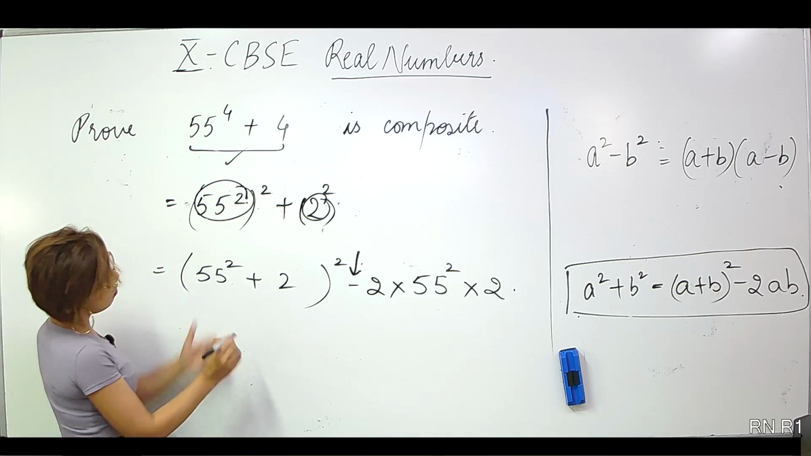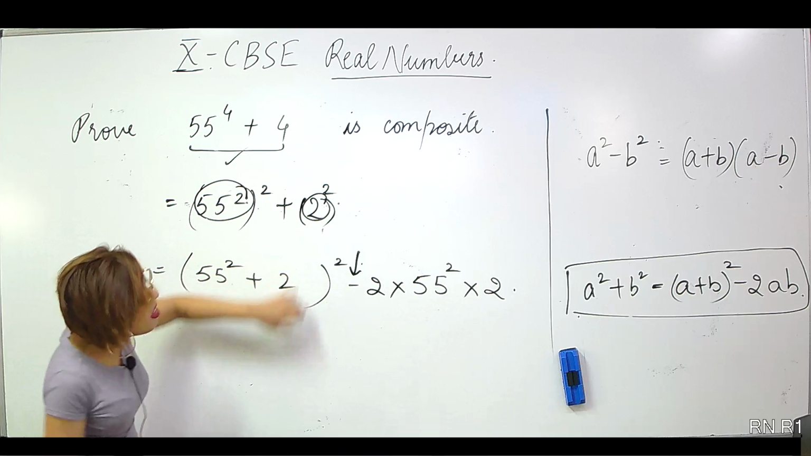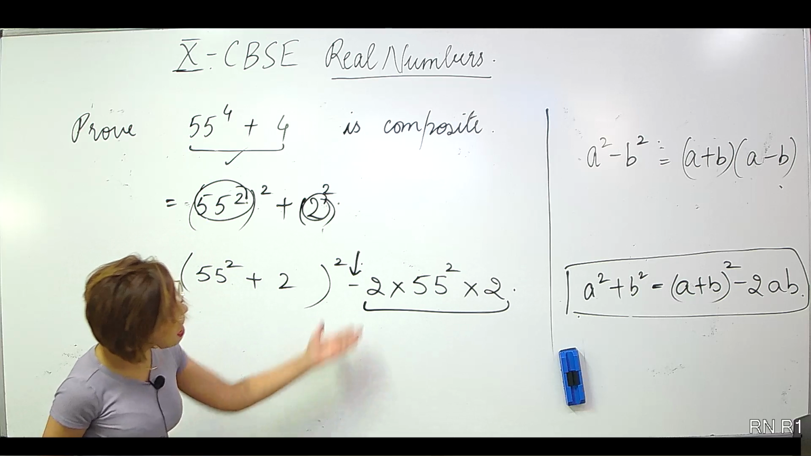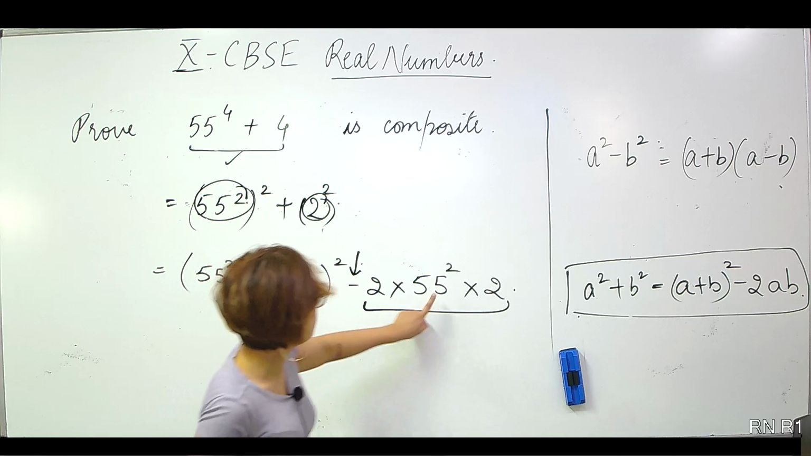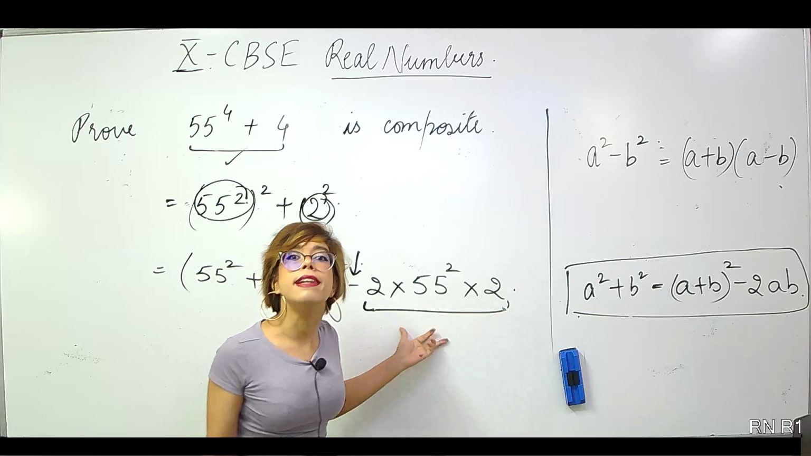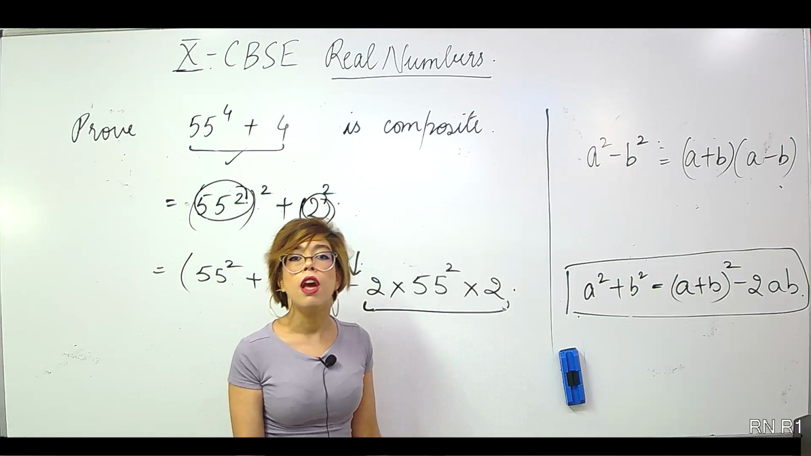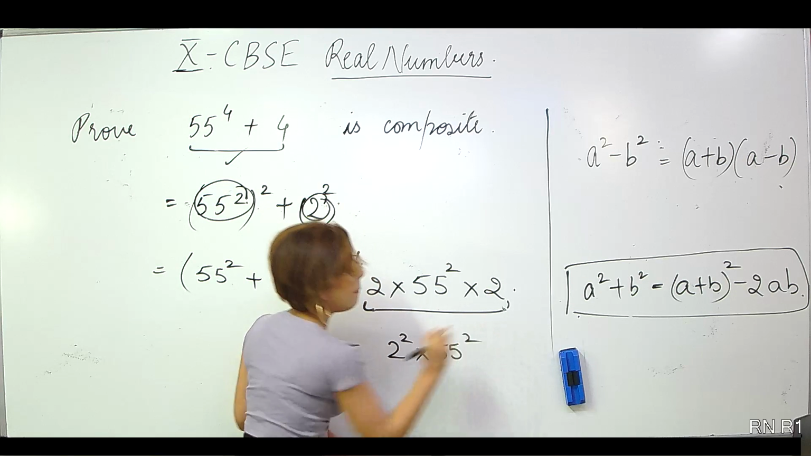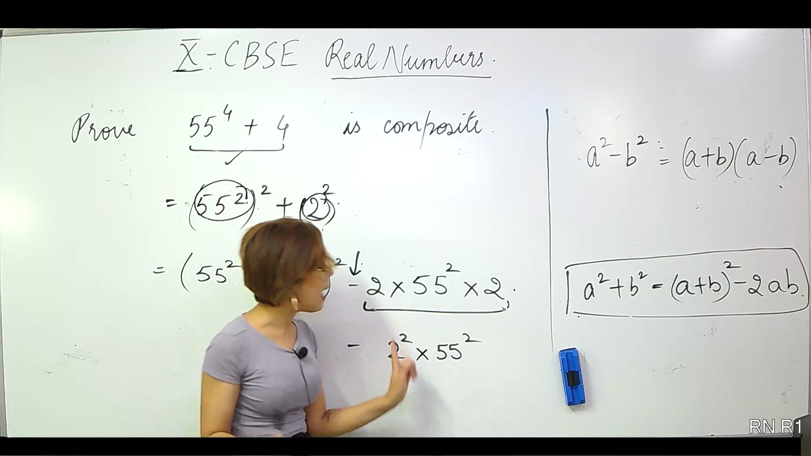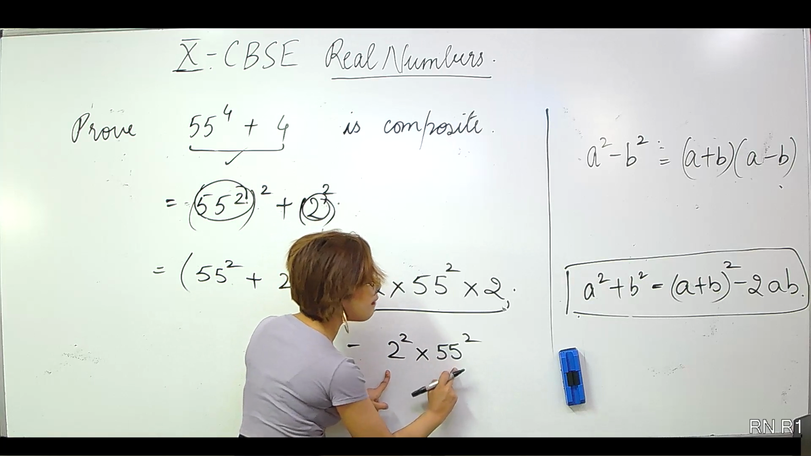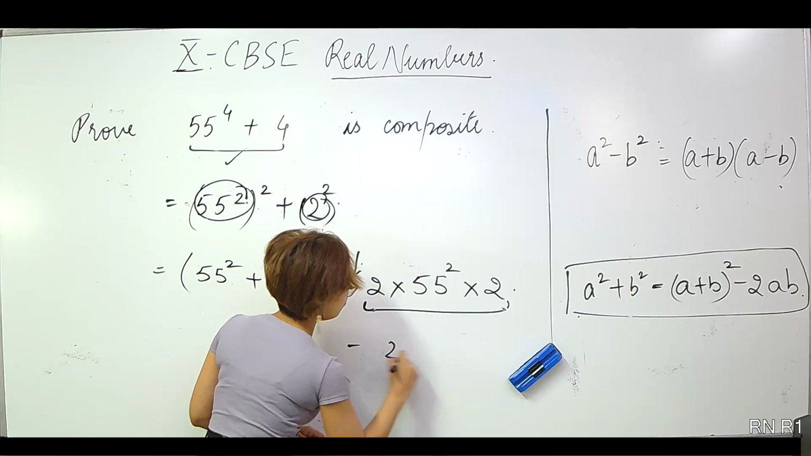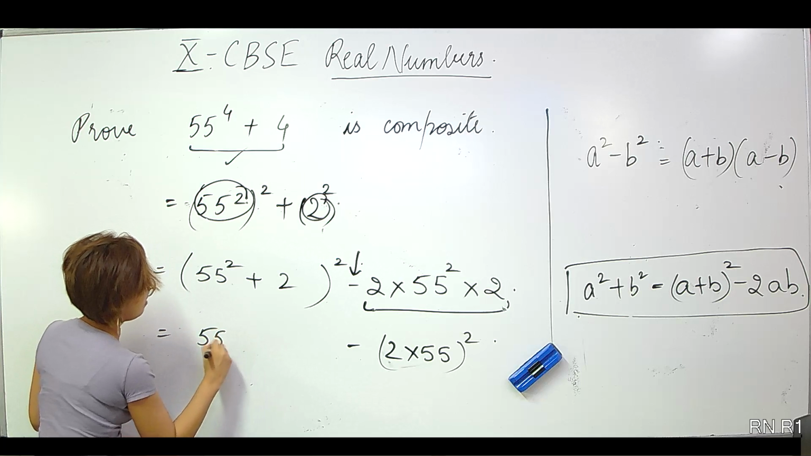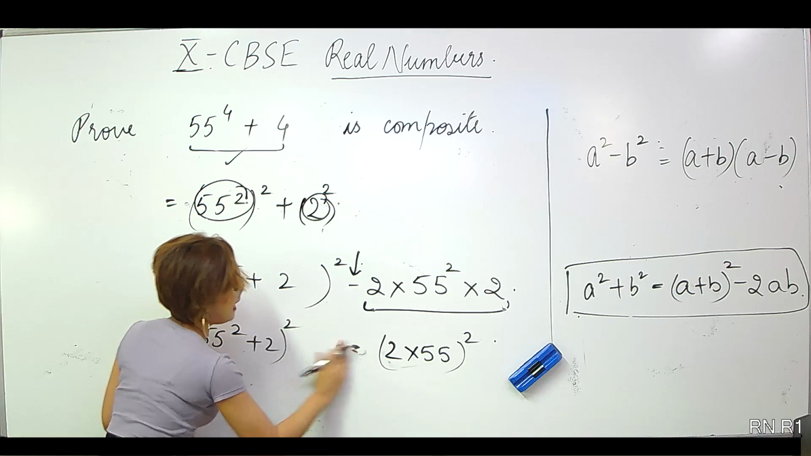A square. Now this is a square quantity. If this entire thing would have been a squared quantity, my problem would have been solved. This entire thing, is it a square quantity? Let me see. 55 square. 2 is there, 2 is there. Yes, this entire thing is a square quantity. Look carefully. This is 2 square into 55 square. Right? Laws of exponents, no. I can write this as 2 into 55 whole square. 2 into 55 whole square. Right? So entire thing, 55 square plus 2 whole square minus.